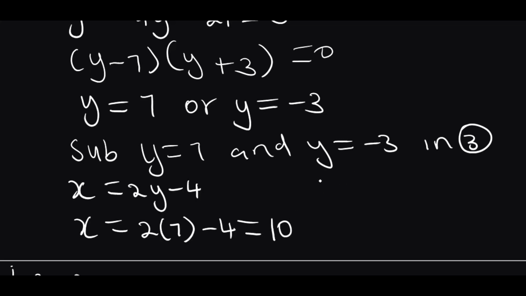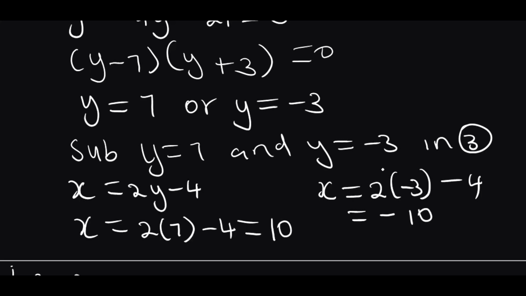And also, we need to substitute negative 3. Meaning we have x is equal to 2, where there is y, we put negative 3, minus 4. Therefore, 2 times negative 3, that is negative 6. Negative 6 minus 4, that is negative 10. Right.